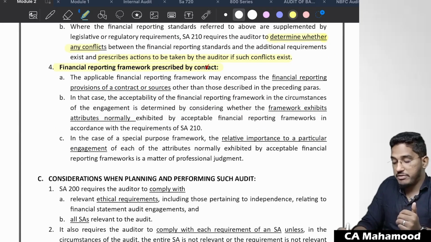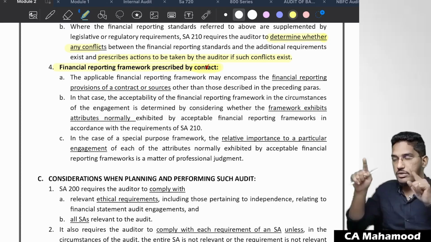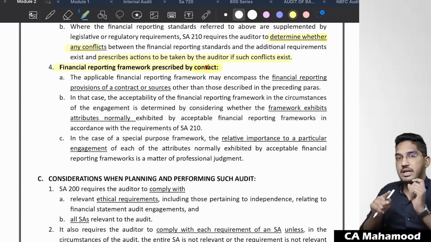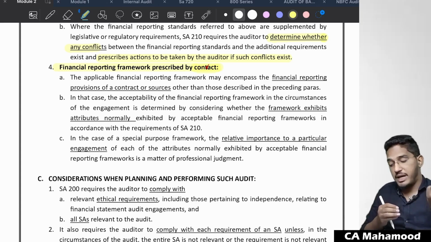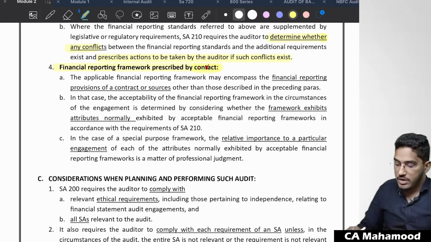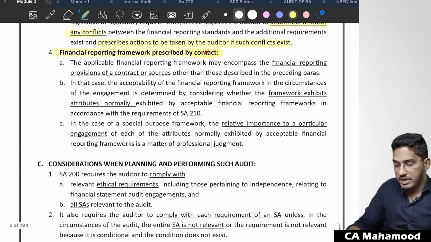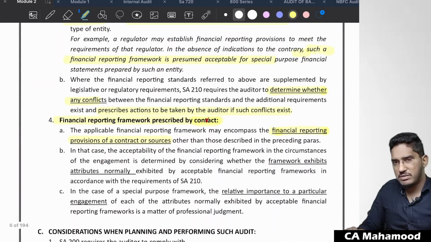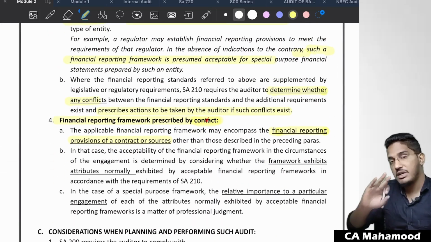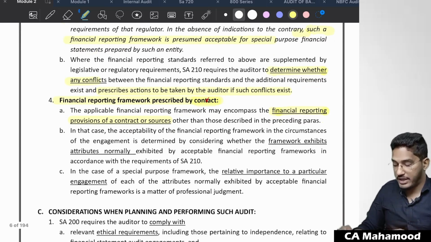Third, from where the special purpose framework can come from. As I've told, it might even come from contract also. I gave you an example for contract also, that Zomato Blinkit example. In the contract of acquisition, they have given what rules and regulations they are required to follow. So sometimes that special purpose framework might even arise from contract. So that's what they say here. The applicable financial reporting framework may encompass financial reporting provisions of a contract or sources other than those prescribed in the above paragraphs. Apart from organization, apart from law or regulation, sometimes the special purpose framework might come from other sources also, like contract.